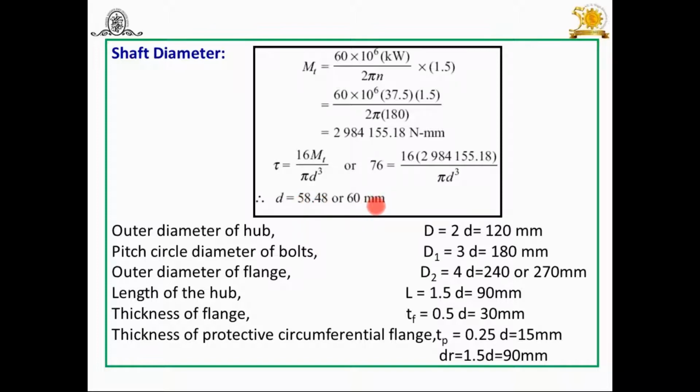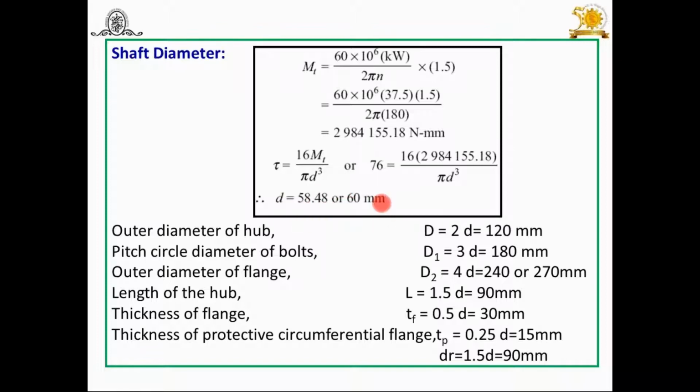The standard one is 60 mm. Try to understand. From power and RPM, we have calculated torque. Torque is multiplied by service factor, and you will get design torque. By using this design torque and substituting the value of tau permissible for the shaft, we have calculated the shaft diameter. Now this value is 58.48, that is 60 mm.